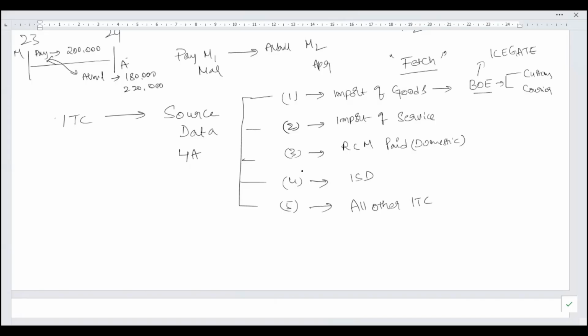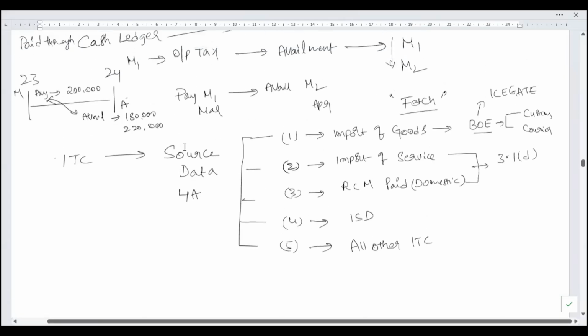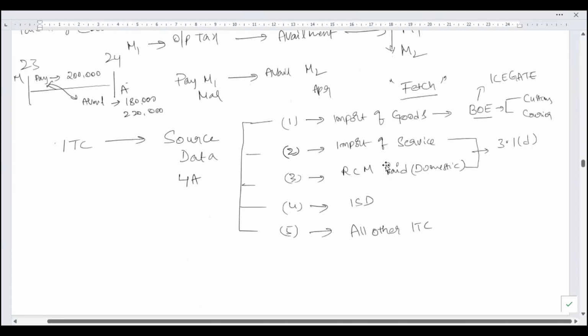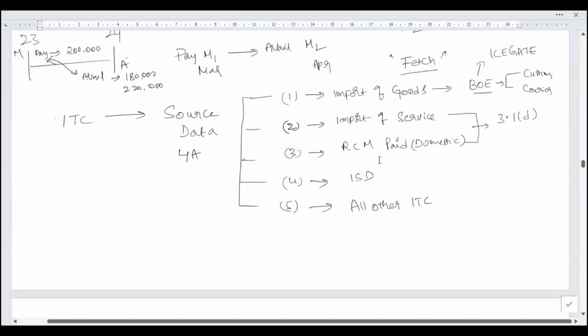Then import of service. For import of service and RCM, these two, in table 3.1D, did you pay your output tax while filing your GSTR-3B? You can remember here 3.1D. This is a source for them. They add 2 and 3 and check whether it matches with your table number 3.1D. That is a cross check they are going to do.